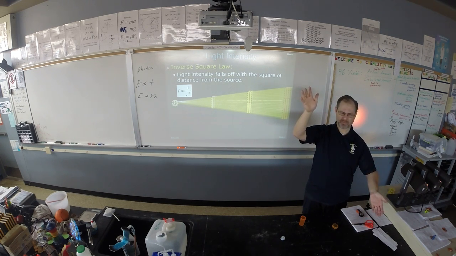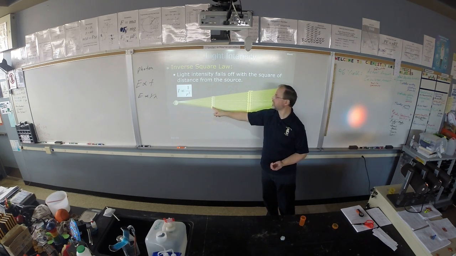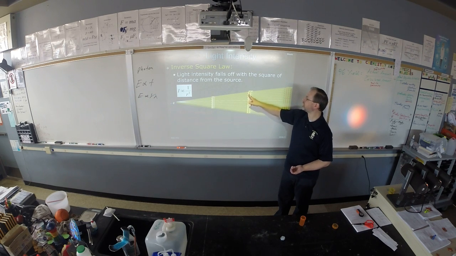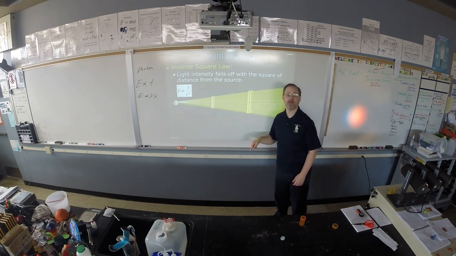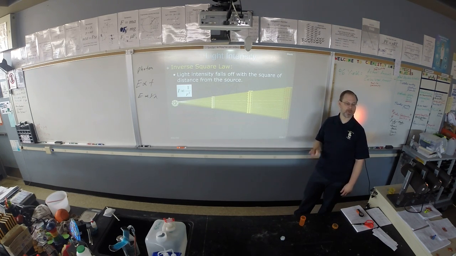Does that make sense? So it's got 1 intensity at a given distance, and over the same area it gets 1/4 the intensity twice as far away, and 1/9 the intensity three times as far away.